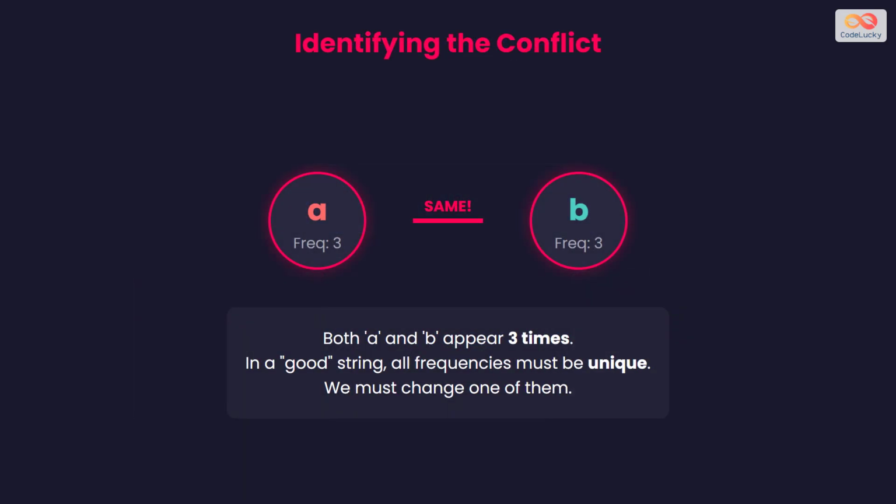Here lies the problem. Both A and B have a frequency of 3. This violates our rule because frequencies must be unique. To fix this, we must change one of these frequencies. Since we can only delete characters, we can only reduce the frequency count.